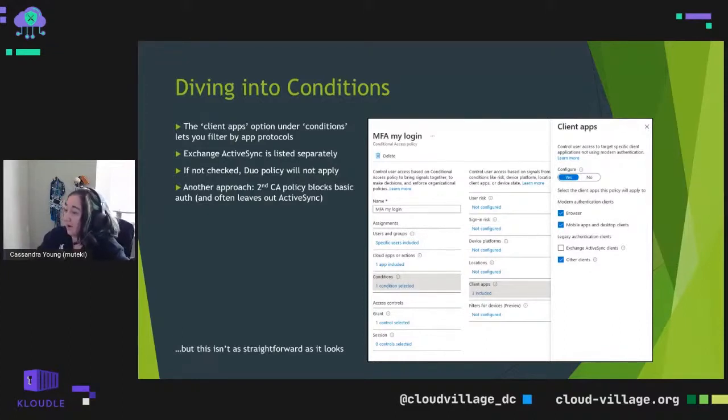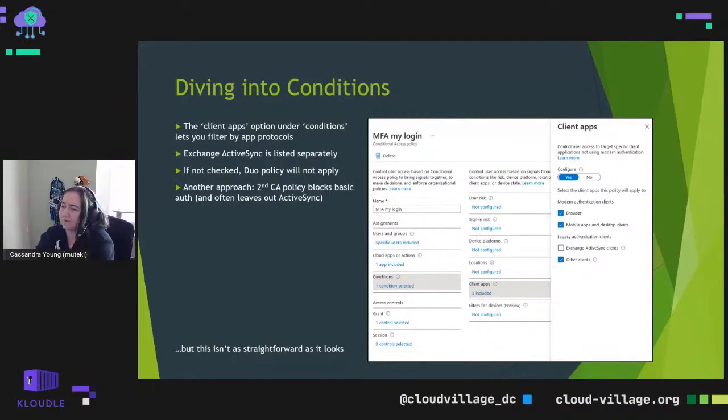So if not checked in this, as in this example, this Duo policy, which operates under the condition of whatever user you select, conditions, client apps, all these three, or just the top two, which would make sense to most people, it essentially means that Activesync would not be triggered to be pushed out to Duo.